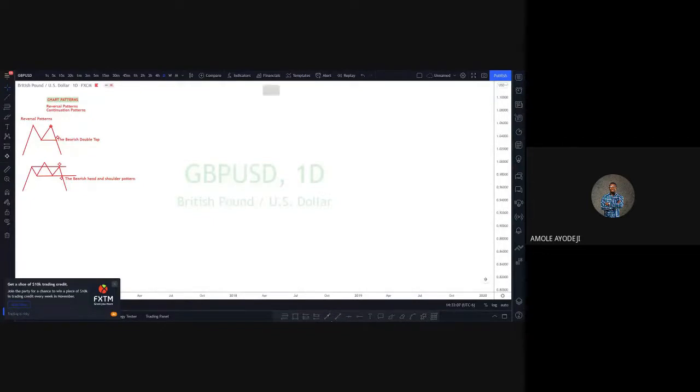Another pattern is the rising wedge. Let me move it. Let me use here the rising wedge.